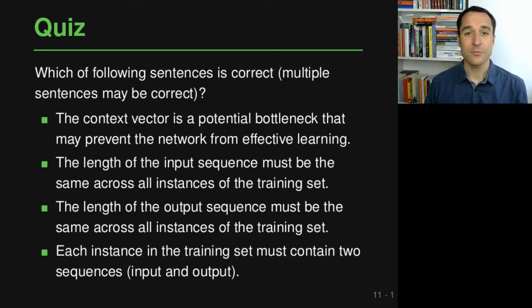All right, so this brings us almost to the end of this first part in this module on sequence-to-sequence architectures. Just to make sure that everybody understood something, I have a little quiz which basically gives you four sentences, some of which are correct and some of which are wrong. And the task for you is to now stop the video for a moment, carefully read these sentences, and think about which of them are actually correct and which of them are wrong.